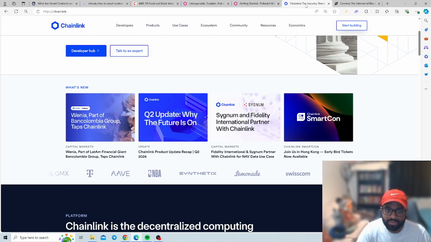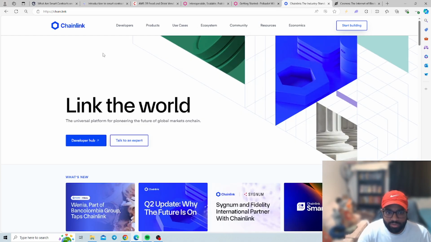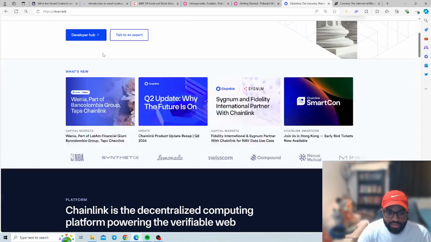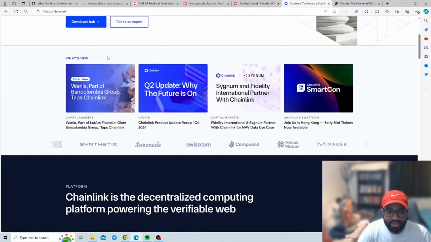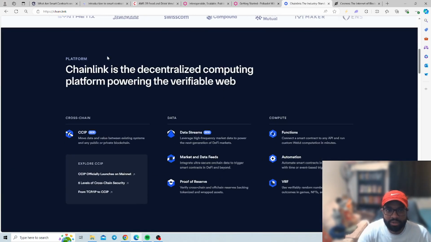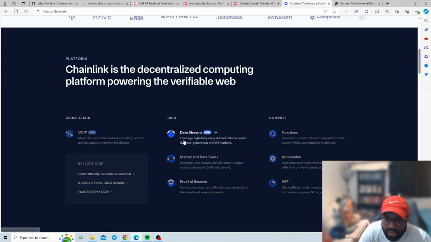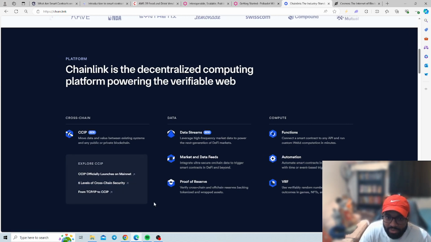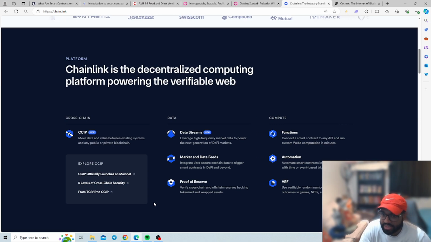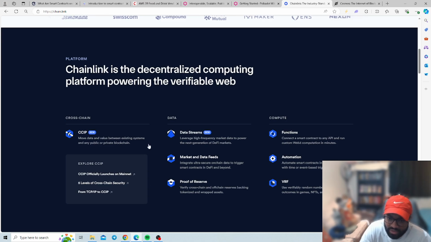But going on to the next one, Chainlink, the universal platform for the future of global markets on chain. So you just have the Developer Hub. Chainlink is a decentralized computing platform powering the verifiable web. Move data values between existing systems and any public and private blockchain. Leverage high-frequency data to power the next generation of DeFi markets. Verify cross-chain and off-chain asset reserves backing tokenized and wrapped assets. Connect the smart contract to any API and run custom Web3 computation in minutes, automation, and VRF.